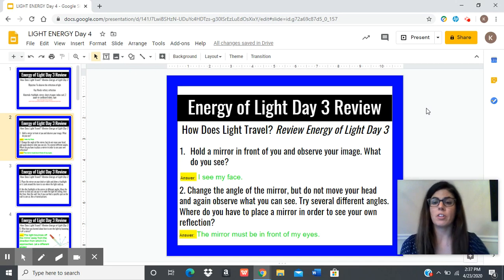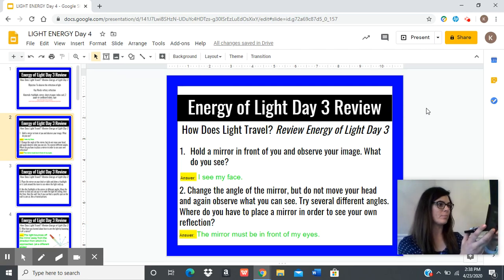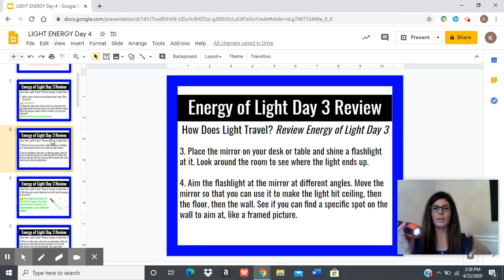You had to try several different angles. And then the question was, where do you have to place a mirror in order to see your own reflection? The mirror must be right in front of my eyes. Step 3 and 4 involved shining the flashlight at the mirror, changing the angle of the flashlight, and also changing the angle of the mirror.